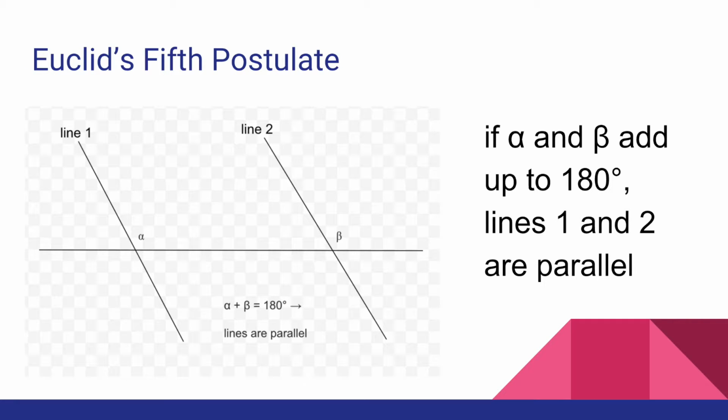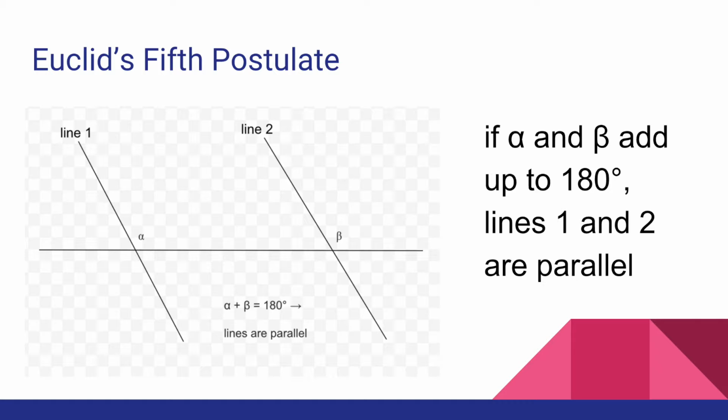Euclid's fifth postulate states that if the sum of the angles alpha and beta are less than 180 degrees, then two lines, produced indefinitely, meet on that side. Essentially, this means that if alpha and beta add up to 180 degrees, lines 1 and 2 are parallel.